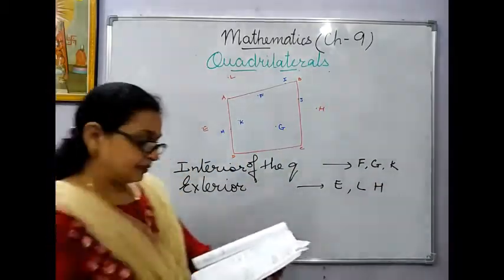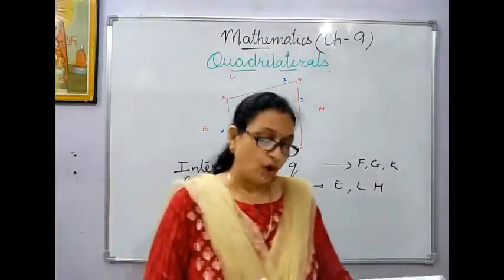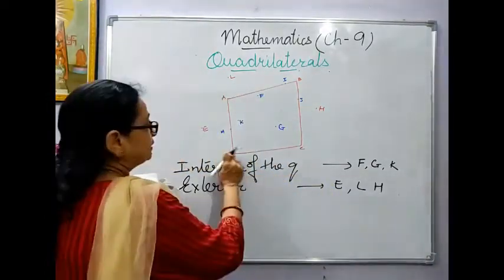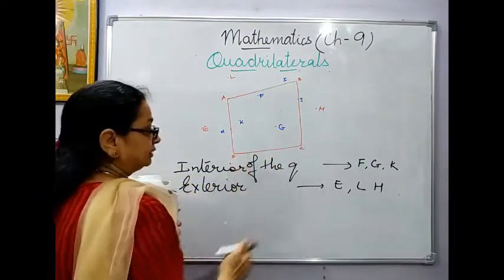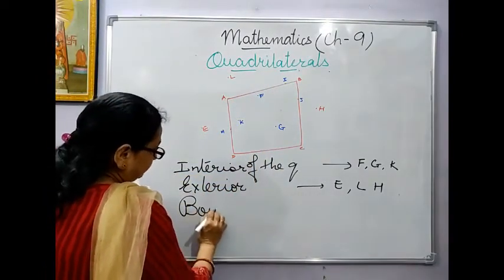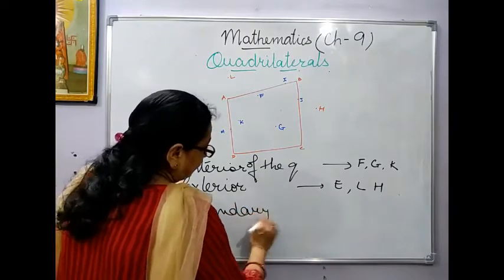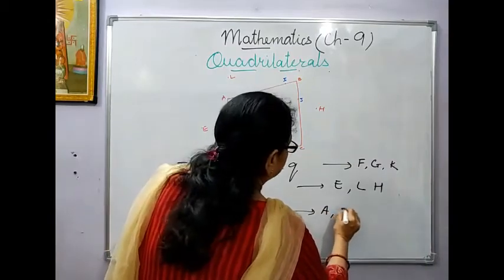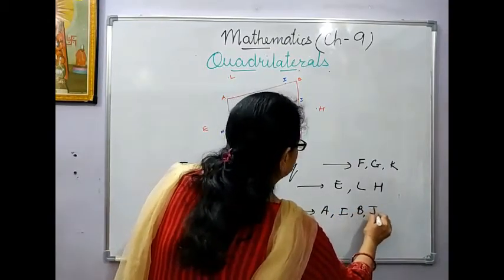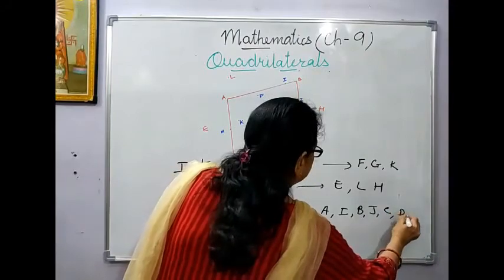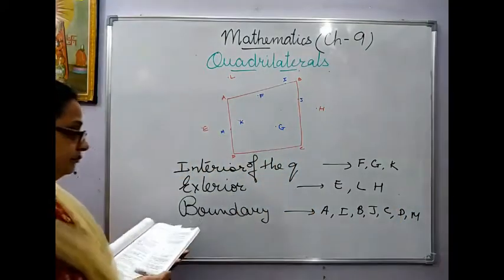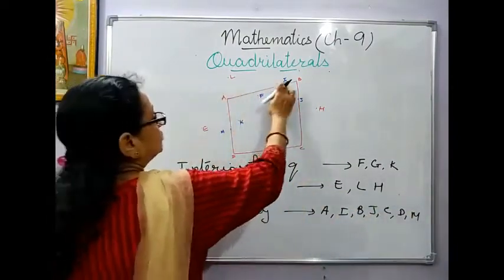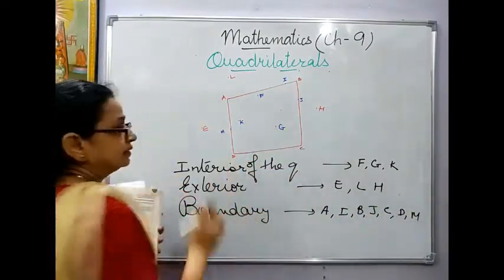Then the next, the part of the plane containing all those points that are on the quadrilateral. On the quadrilateral means which are over here. Those are called the boundary. So what are they? We'll start from here: A, I, B, J, C, D and M. So how many are there? 1, 2, 3, 4, 5, 6, 7.